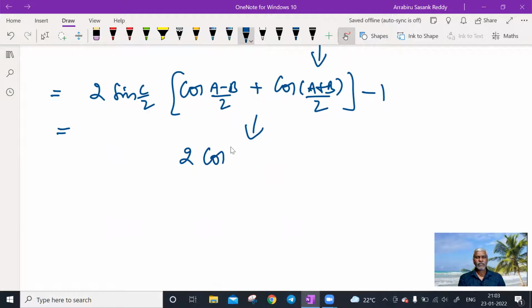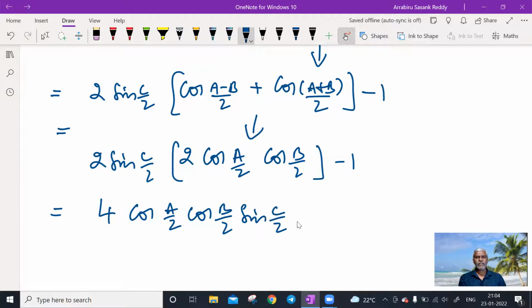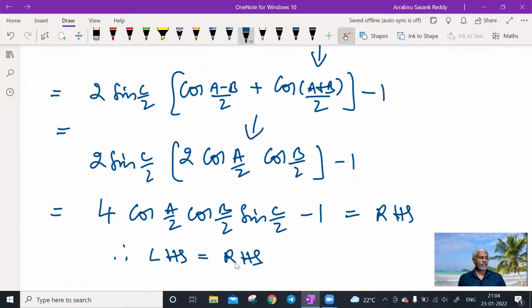So here, since the angles are A/2 and B/2, it becomes cos A/2 cos B/2, times 2 sin C/2. So 2 into 2 is 4, with −1 as it is: 4 cos A/2 cos B/2 sin C/2 − 1. So this is the required answer. Therefore left hand side is equal to right hand side.